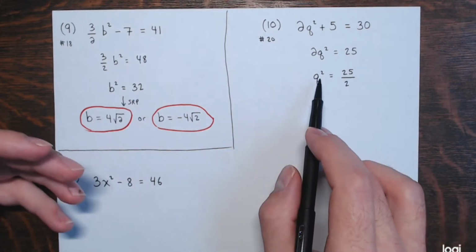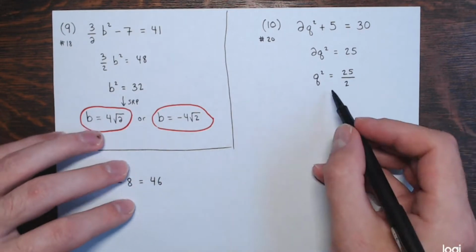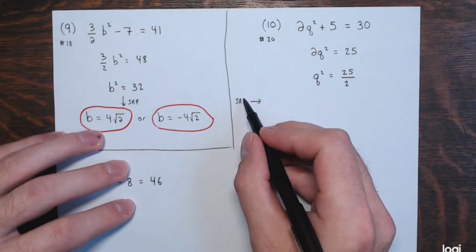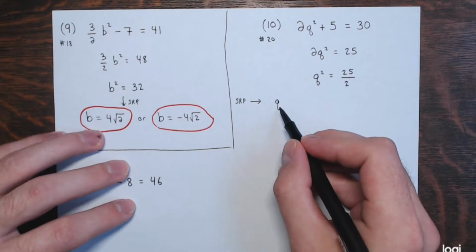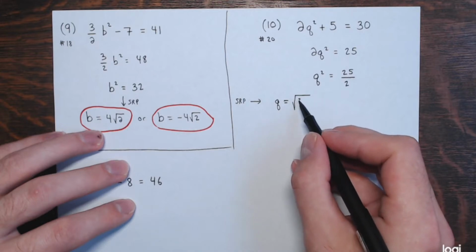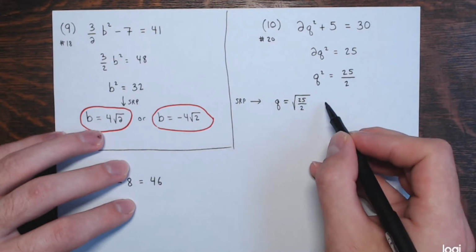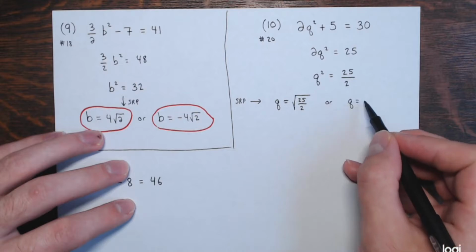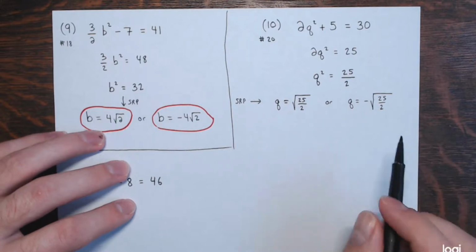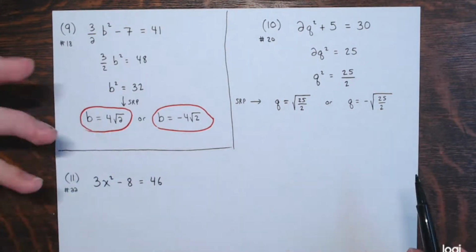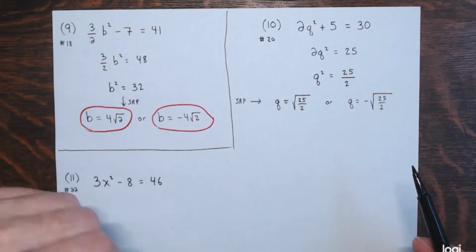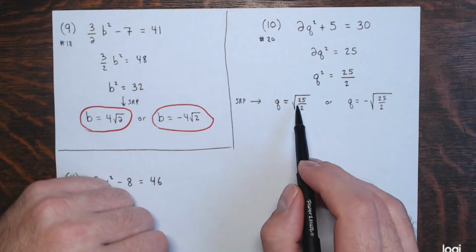But now I have the square alone. So that means we can apply the square root property. I'm going to do this over here. Say we're applying the SRP. So q is either positive square root of 25 halves, or q equals negative square root of 25 halves. Alright, now you may recall that this isn't considered simplified in this text. Right? A simplified radical can't have a denominator in the radical.